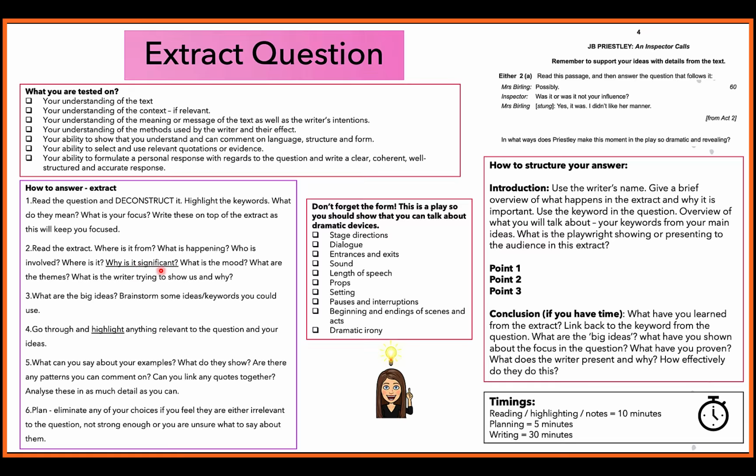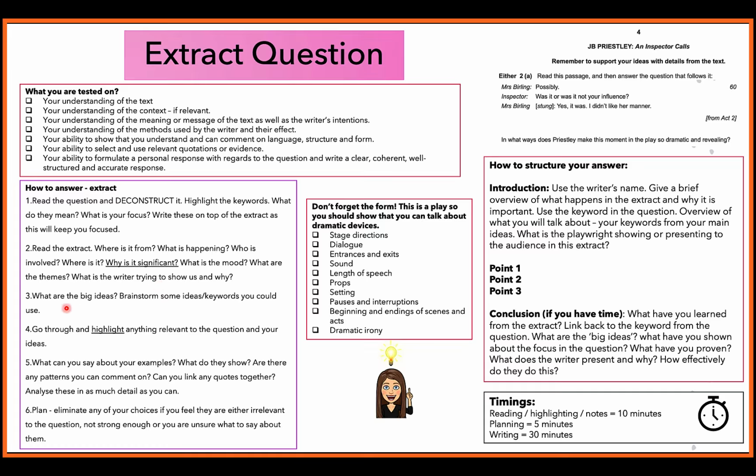Why is it important? Think about the mood, or the atmosphere that's created, and how. Think about the themes. Can you track particular themes? Can you attach them to characters or action? And then think about what the playwright is trying to show us throughout this extract and why.